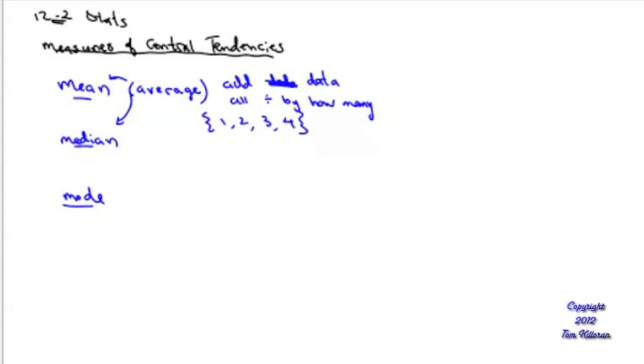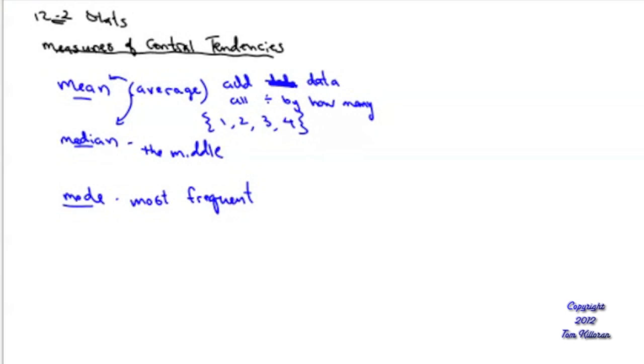Median literally means the middle, kind of like the median of a highway, the middle. Mode is most frequent, the one that happens the most often.